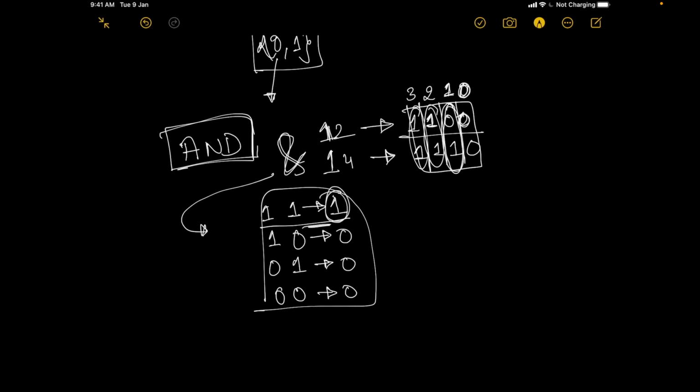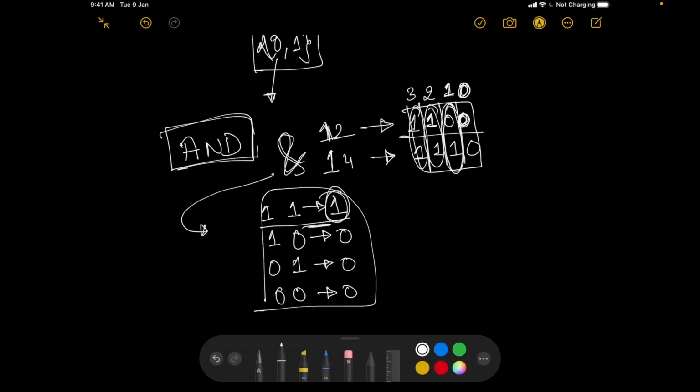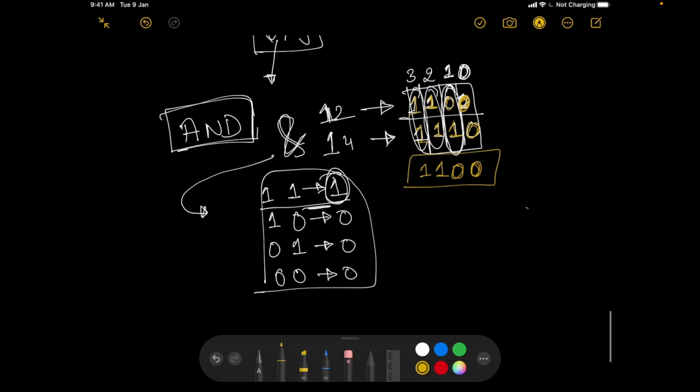So let's do it for this. Over here, let me change the color. Cool. So over here I'm having a 0 and a 0, so the answer also would be 0. I'm having a 0 and a 1, so my answer would be 0. I'm having a 1 and a 1, so my answer would be 1. I'm having a 1 and a 1, so my answer would be 1 over here as well. So what's the answer I got?